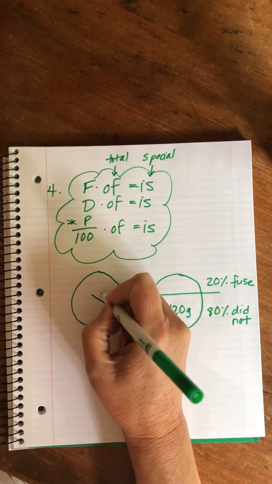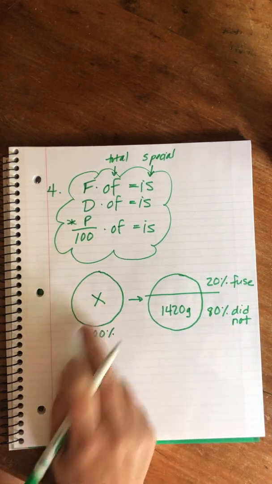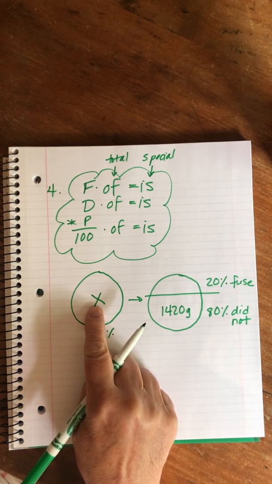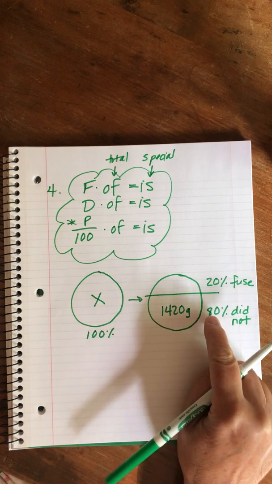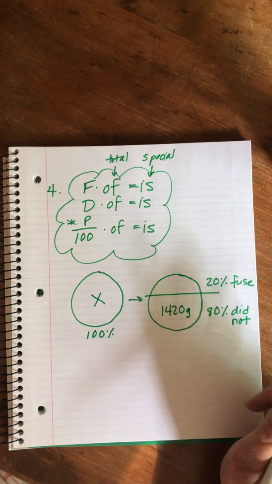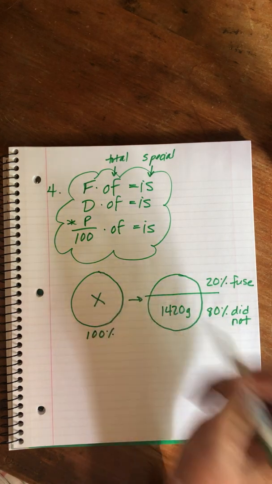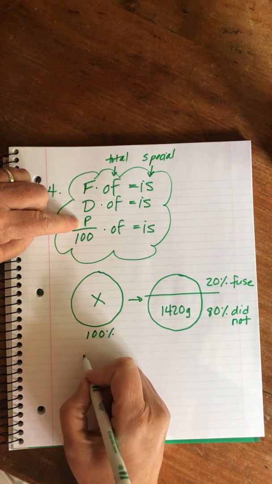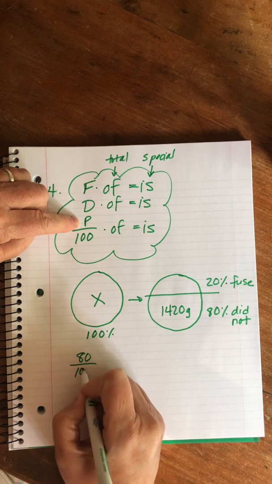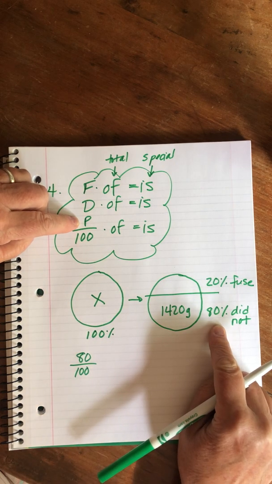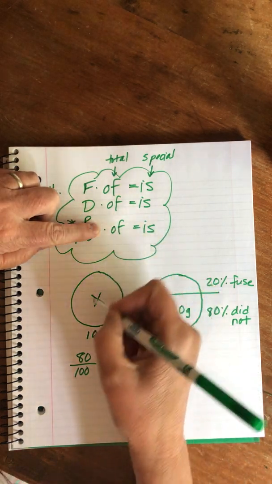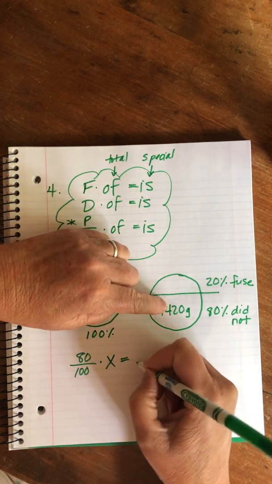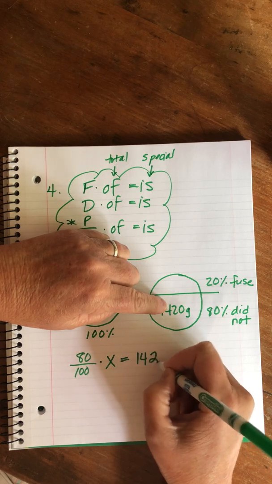So that's this. What was the original amount, the total, right? So this is our total. This is our special group. This is our percentage. We can use this information to solve for X. And we use this formula to do it. 80 over 100, which is another way of writing 80%, times the total group, which is what we don't know, equals the special group, which we do, 1,420.